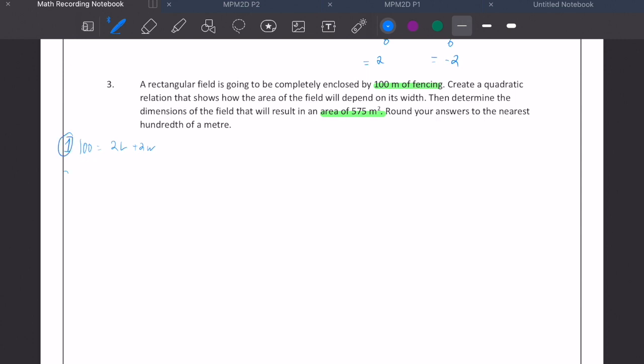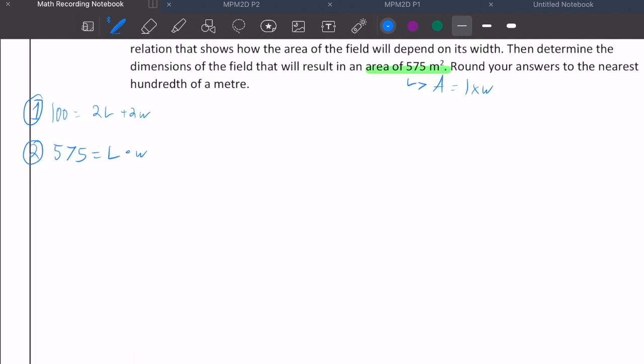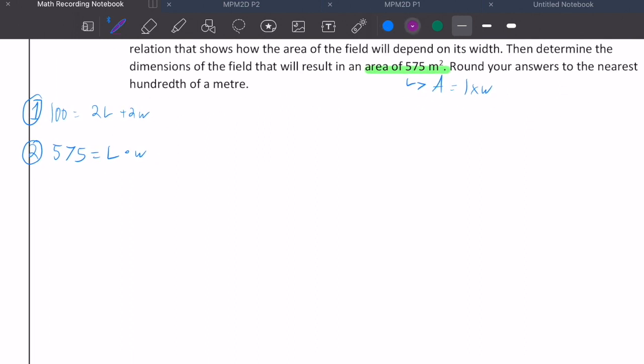We've created our first equation. Now we need to create our second equation. If you guys remember, area is equal to length times width. So in this case, we can say 575 meters squared is equal to L times W. Okay, so we have two equations. This is looking a little familiar. It kind of looks like substitution. So our first step, when we have any sort of linear system, is to isolate a variable and get rid of one.